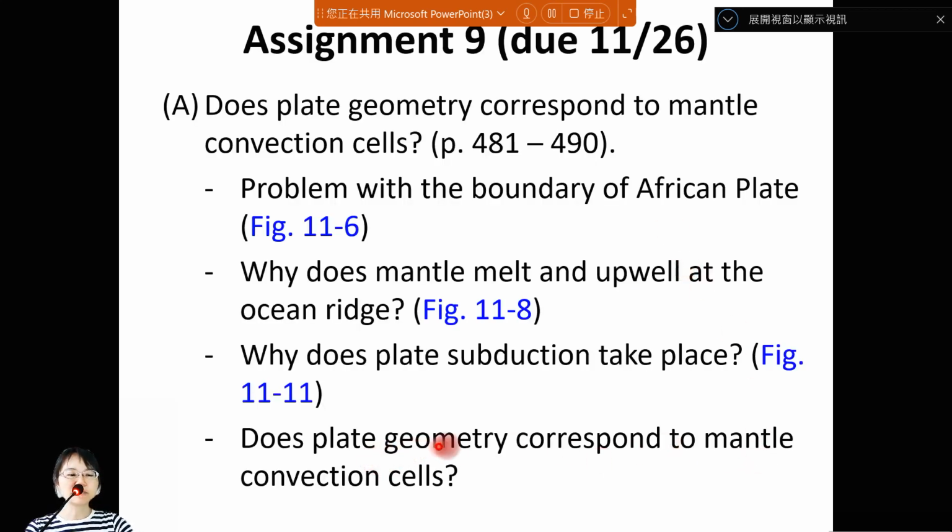Lastly, does plate geometry correspond to mantle convection cells? Recall your high school education. When teachers talk about plate tectonics, they always come up with this kind of convection cell. Does plate geometry really correspond to mantle convection cells? Does the divergent plate boundary correspond to some specific feature and the convergent plate boundary correspond to another specific feature of the mantle convection cells?